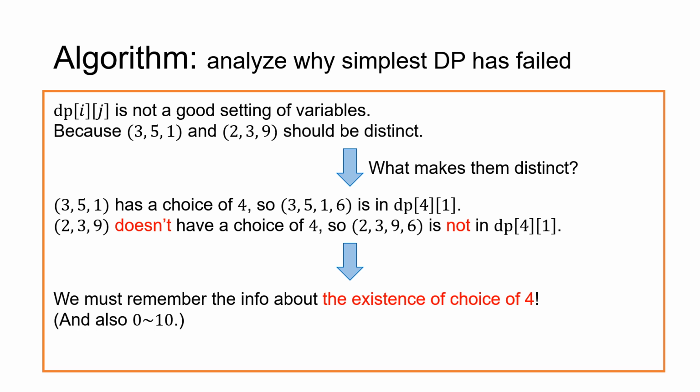Therefore, we conclude that we need to add a variable to the DP function so that we can remember the information about the existence of a choice of 4. Plus, if you understand this reasoning very well, you'll notice that you also need to know about it from 0 to 10. And you also find that you don't need to care about integers greater than 10.